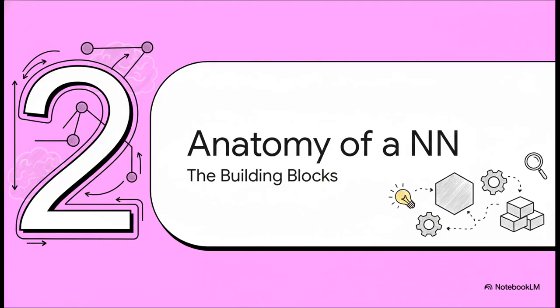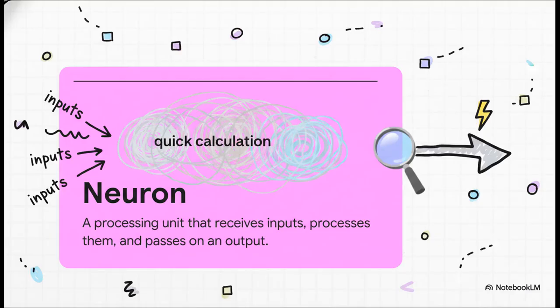Okay, so to understand how a network learns, we first have to pop the hood and see what it's made of. Let's take a look at the basic anatomy of this learning machine. The most basic part is the neuron. Just think of it like a tiny little decision maker. It gets some information from its neighbors, does a very quick calculation, and then decides what signal it's going to pass along to the next neuron in the chain.